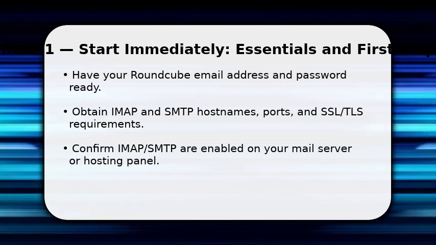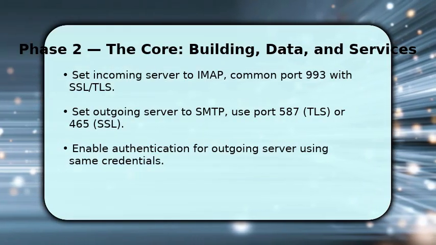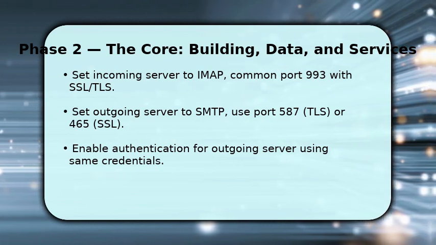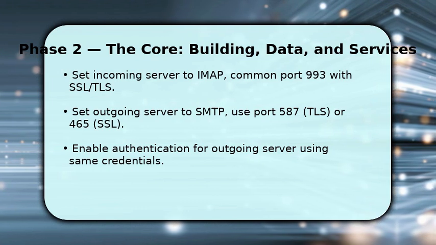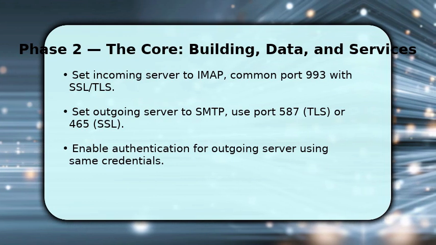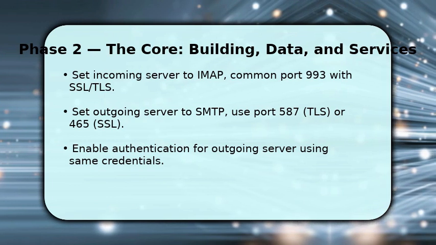For incoming, choose IMAP and enter the host name and port, typically 993 with SSL. Explain to Outlook to use SSL/TLS for security. For outgoing, enter the SMTP host and choose port 587 for STARTTLS or 465 for SSL, and enable authentication using the same username and password.